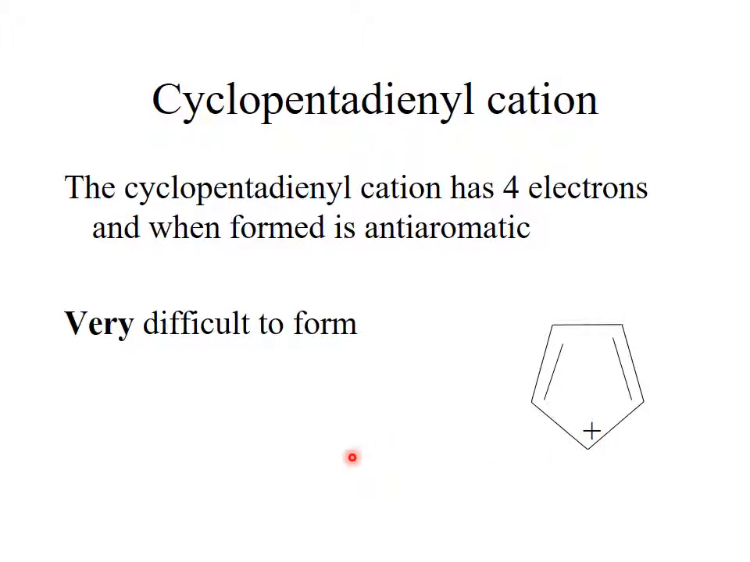Normally, forming a carbocation next to a double bond is a relatively easy thing to do. But when we do it in this circumstance, where it forms an anti-aromatic carbocation, it's very unstable, so it's more difficult than forming a primary carbocation.